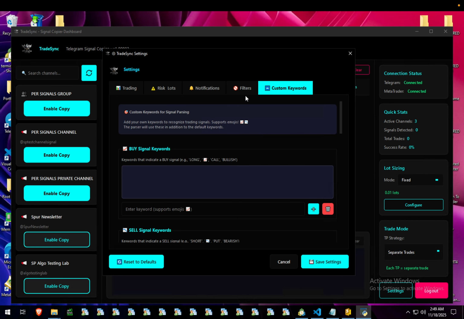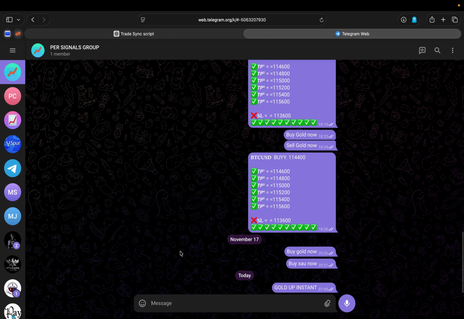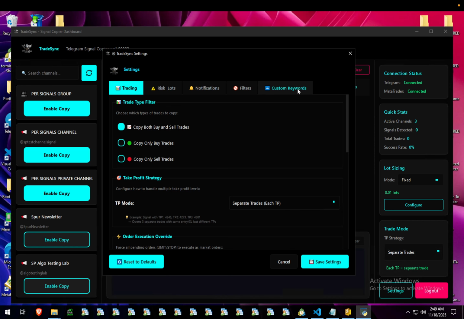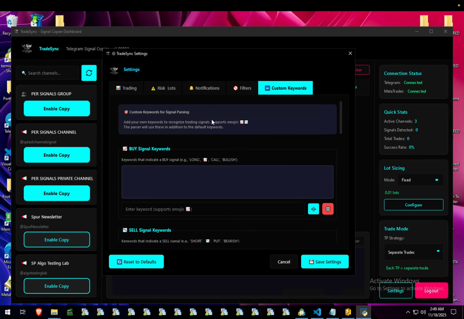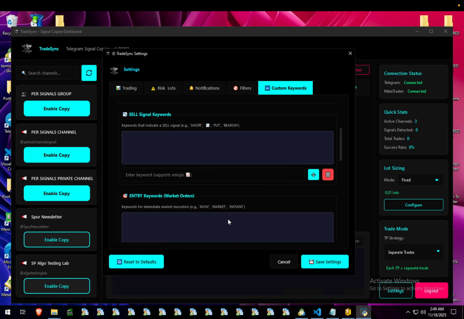Now let's look at a very powerful feature. In the Custom Keyword tab, you can define your own signal patterns for how admins in your channels or groups send their signals. This is especially useful when the system doesn't automatically detect a signal. You can customize the pattern so it recognizes it every time. In this example, the admin sends a market order using the keywords up for a buy entry and instant to show the trade should execute immediately. Since the system didn't detect that automatically, we need to add the pattern so it can take action.